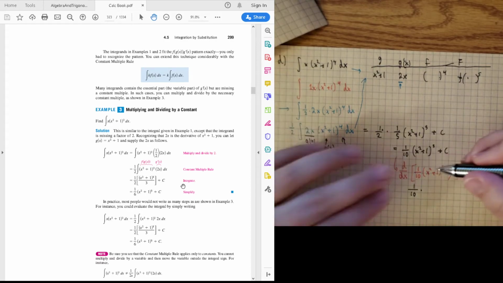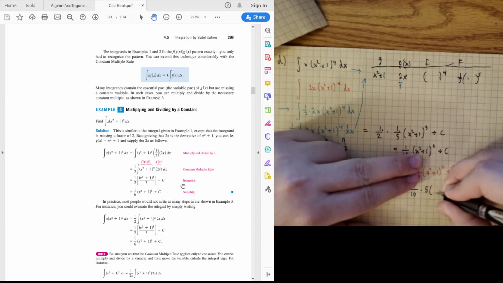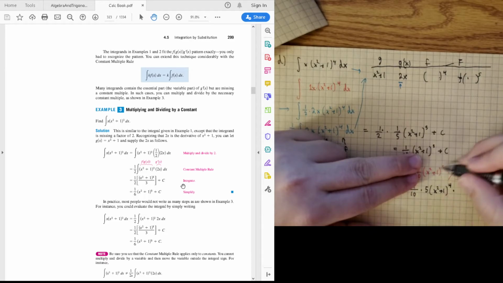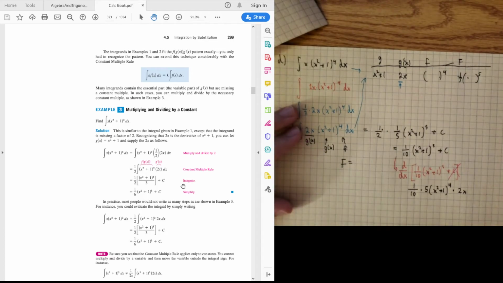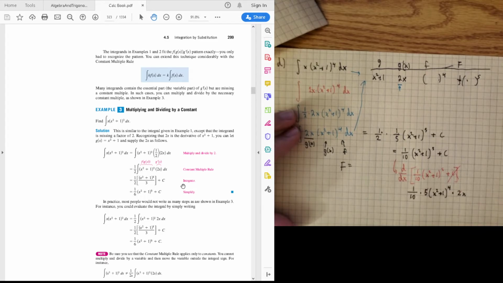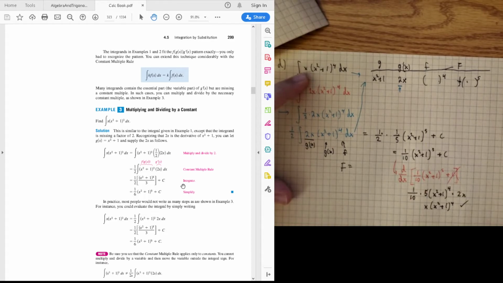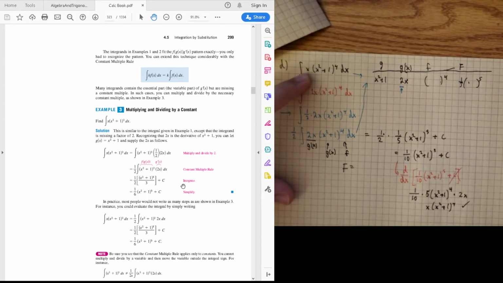Now, I noticed that for this piece, I have a chain rule. So I do the chain part. 5 moves out front. Inside stays the same. Subtract 1 from the power, it becomes a 4. I then have to multiply that by the derivative of the inside. The derivative of the inside is 2x. Well, guess what? The 5, the 2, and the 10 are all going to cancel, leaving just an x by itself, and (x squared plus 1) to the 4th power, which is exactly what I started with. Wow. That's incredible.